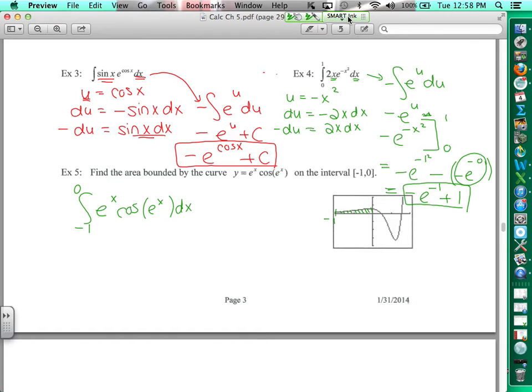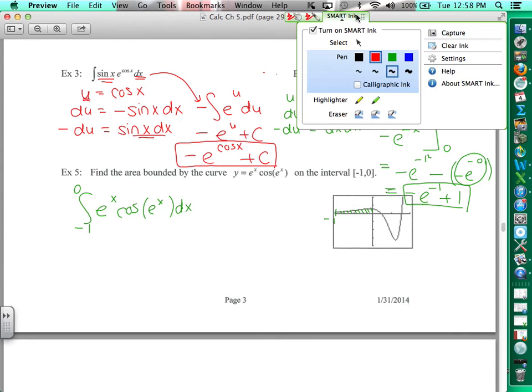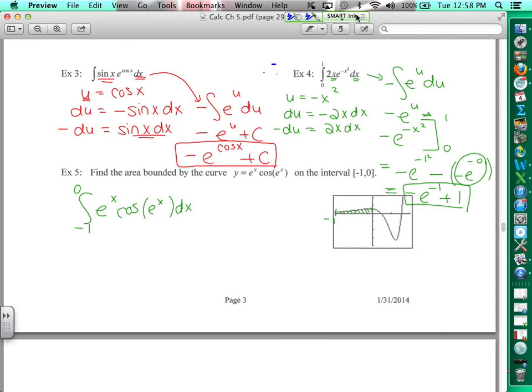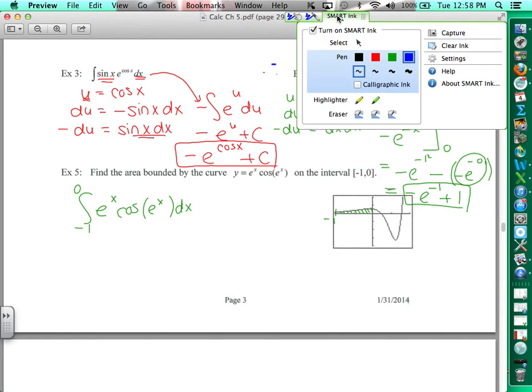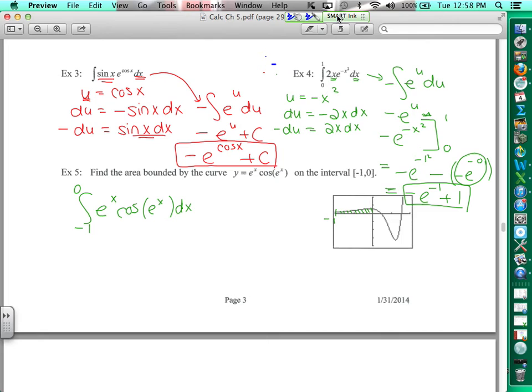So for this one, I'm not going to let u equal the exponent, because then I'm just going to have the same problem. I'm going to have e to the u cosine e to the u du. It's exactly the same problem. So that didn't help me any. So I need to let u equal something else then. So let's try letting u be the e to the x. And the derivative of e to the x is also e to the x.